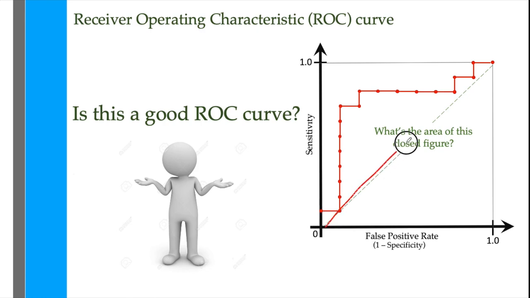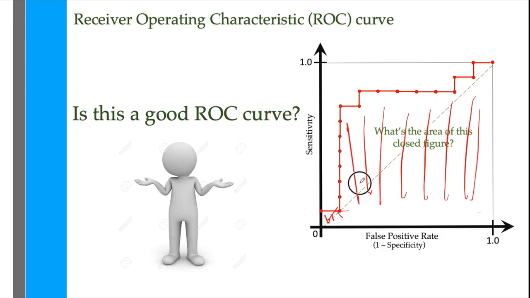Again, we know that a bad ROC curve is the one with AUC of 0.5, while a perfect ROC has an area under that curve, or AUC, of 1.0. So given this figure, if asked, what is the area of this closed figure? We don't know yet, but at least we are sure that it's something that is greater than 0.5, since this area is greater than the triangle here but has a less area compared to the whole square. So it is something that is between 0.5 and 1.0.